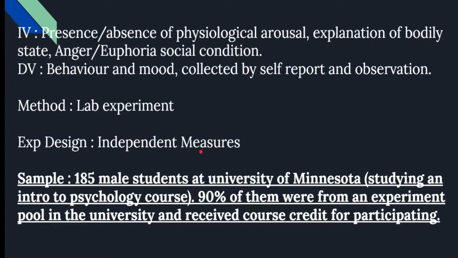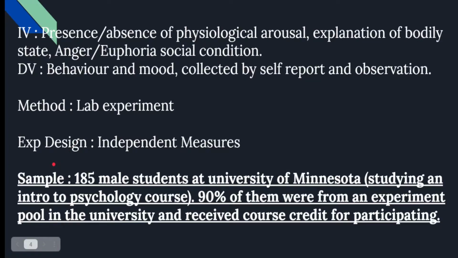Independent measures is the experimental design where you only participate in each level of the IV once. For example, if you are part of the group that has received adrenaline, you cannot also be part of the group that has not. And if you are part of the group that is in the anger condition, you cannot also be part of the group that was in the euphoria condition.